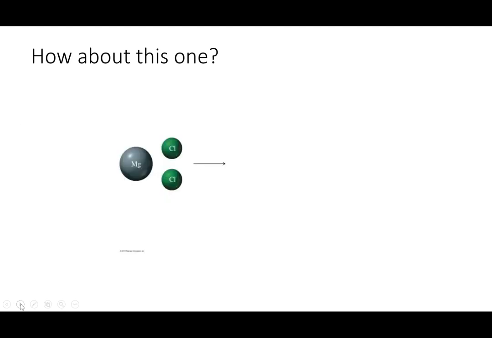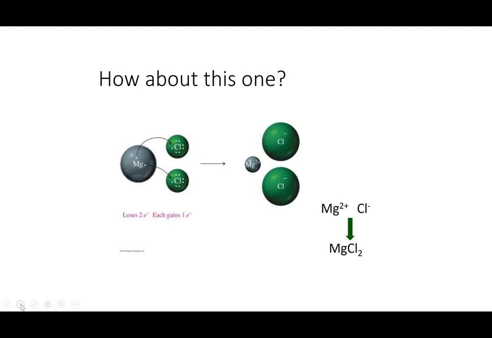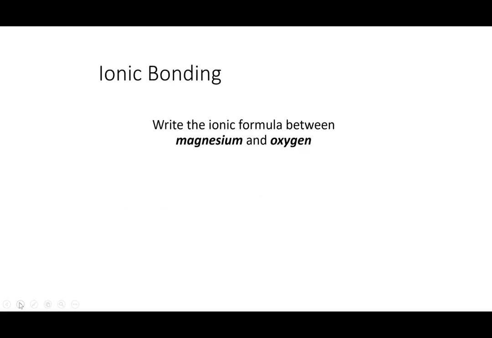So this walks you through the exact same process. So magnesium, we need 2 chlorines for those charges to balance out. We see the +2, the -1, and then we see the correct formula here. So just a graphic, I believe from your textbook, that walks you through the same thing. See if you can write the ionic formula between magnesium and oxygen.